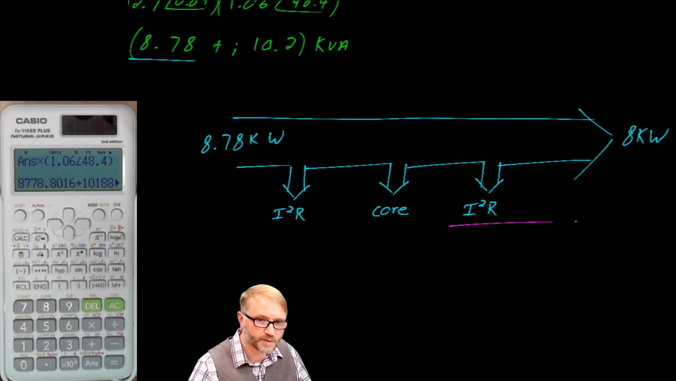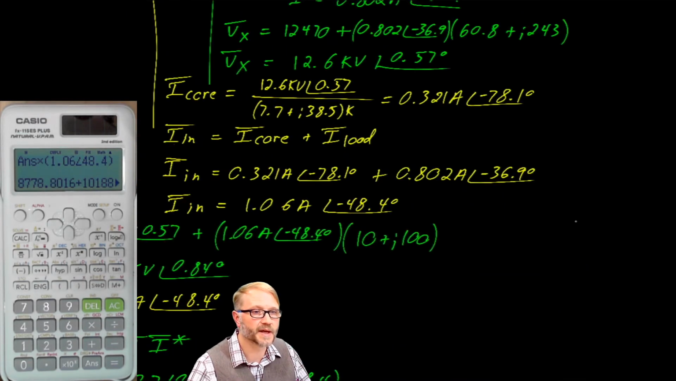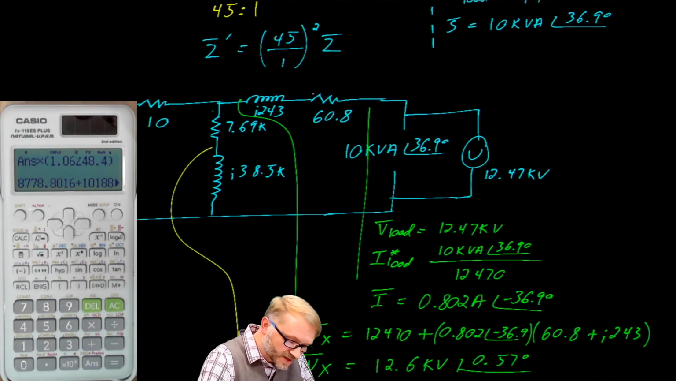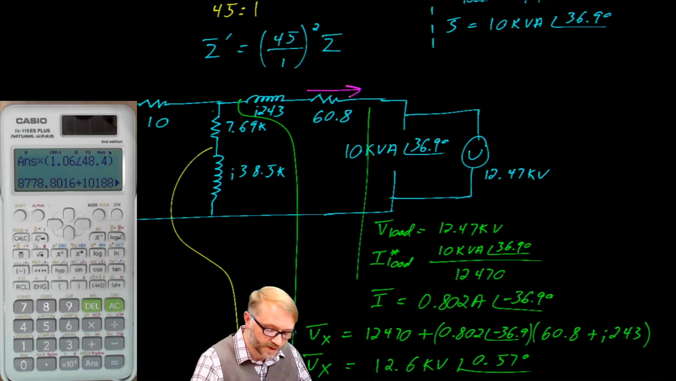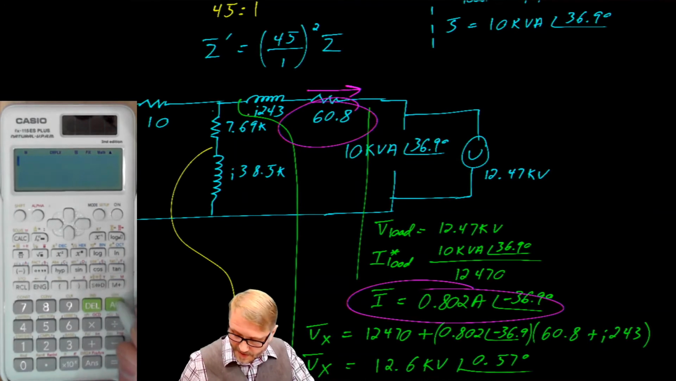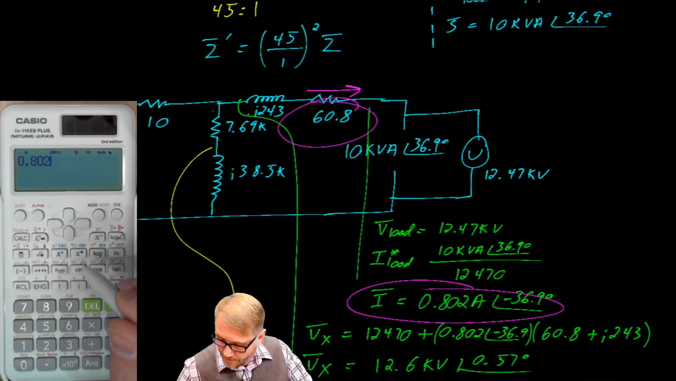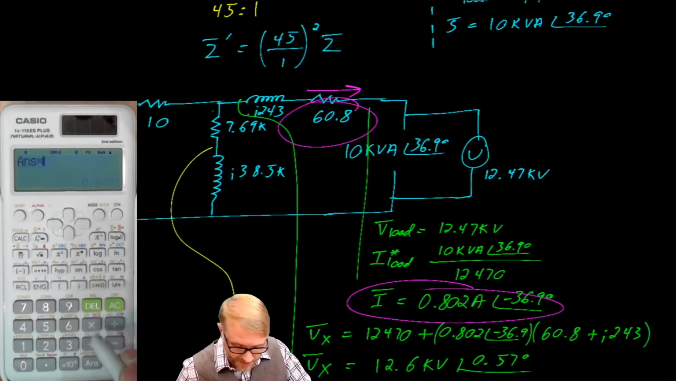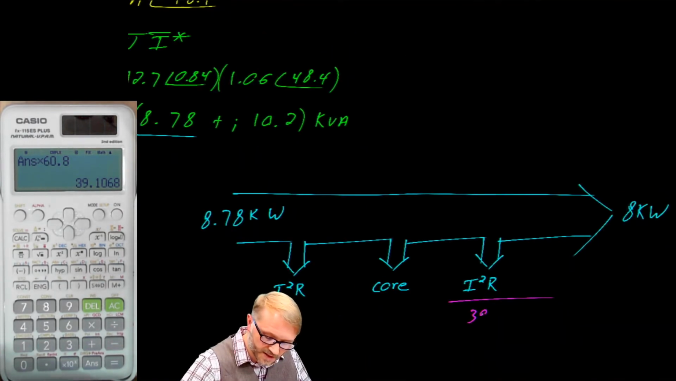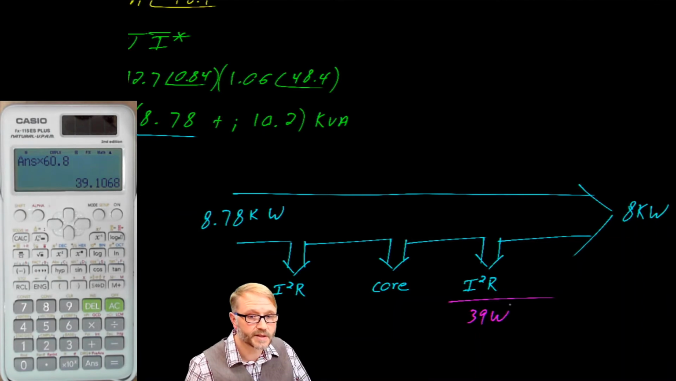The hardest part of this will be finding the actual current and resistance. It's somewhere up here. We are concerned with the current in the secondary across that resistor, because that will be the real power. Here's the current, and there's the resistor. We'll enter that as 0.802 squared multiplied by 60.8. We'll write that down here as 39 watts lost to the secondary winding.